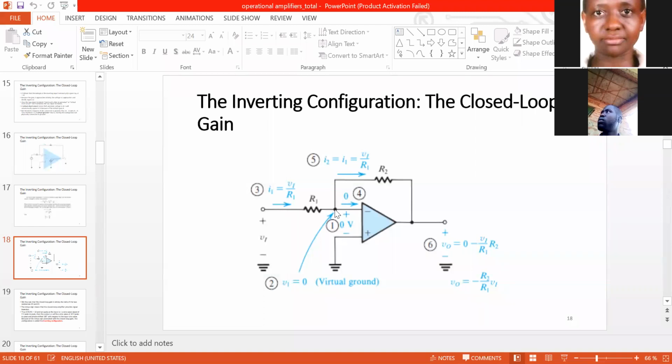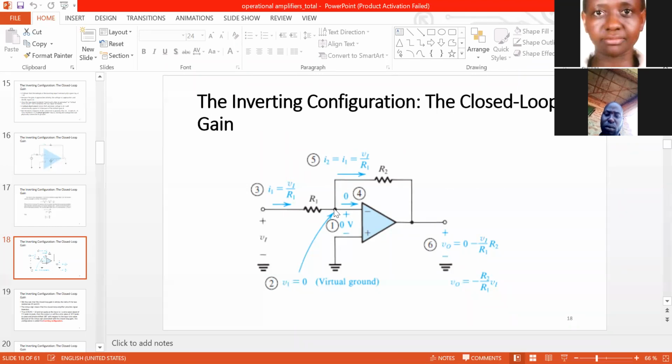Okay. And we know that the op-amp has infinite input impedance. That means no current enters into the input terminals. So if no current enters the input terminals, step 4 is simply telling us that zero current will enter that input terminal, and zero current will also enter the non-inverting input terminal. But we're not interested in that at the moment.